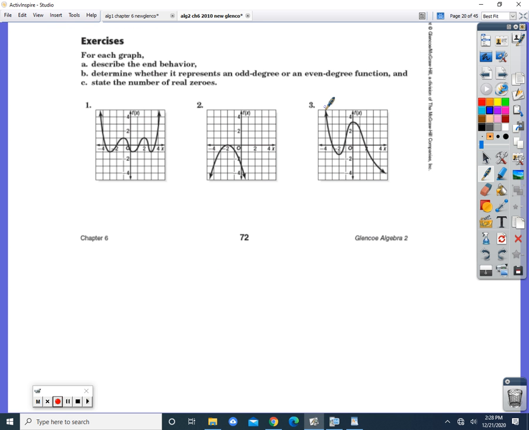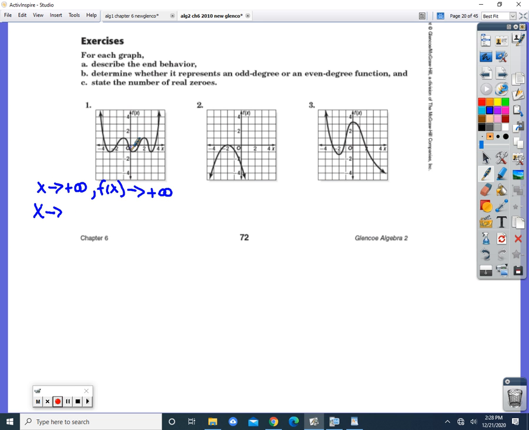The first thing we have to do is describe the end behavior. That was what we were just looking at. Let's look at number 1. It doesn't matter, you can start with x approaches positive infinity. I think I probably will. As x approaches positive infinity, that would be out here. What's the graph doing? The graph is going to positive infinity. And then I have to do the other side.